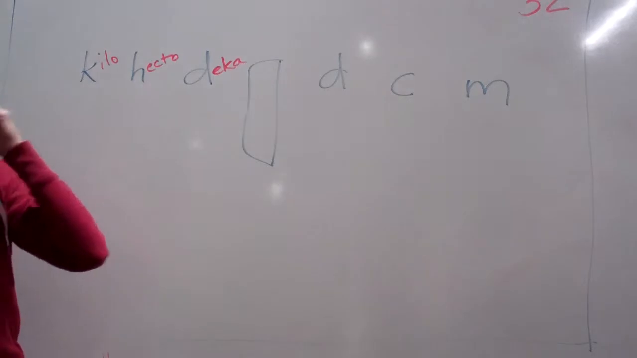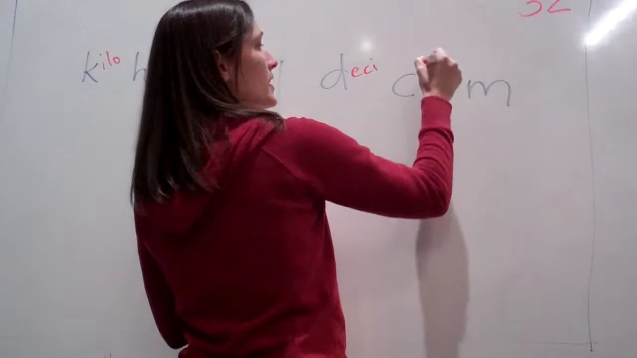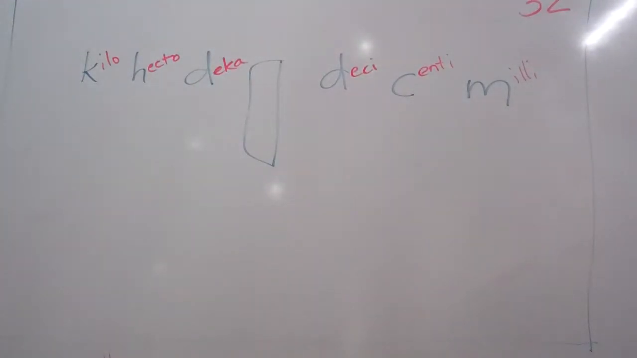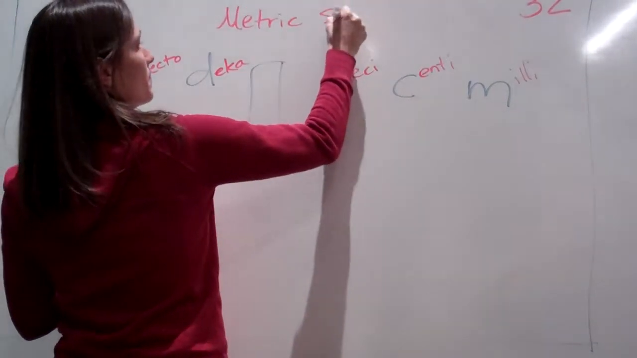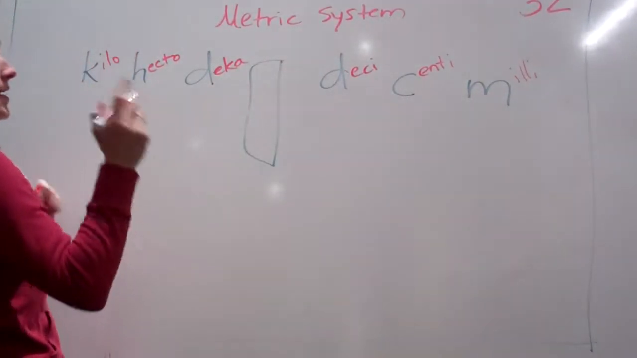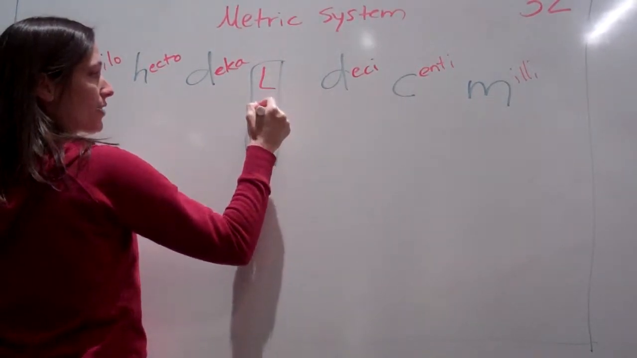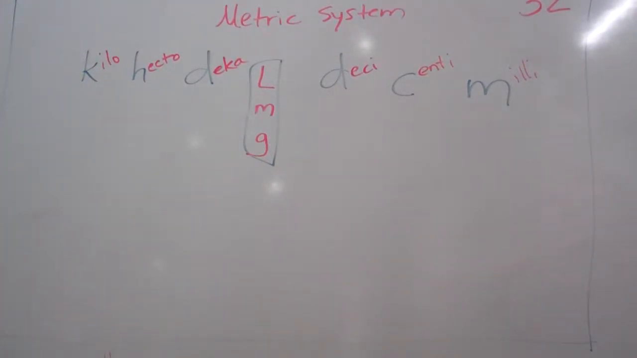Then on the right side of this, I'm going to explain to you what this little part of it is. We know what these are: deci, centi, and milli. Now, this is the metric system. What I'm going to put in here is either liters, meters, or grams. I put my capital L just so it didn't look like an I or a line. Liter, meter, and gram.